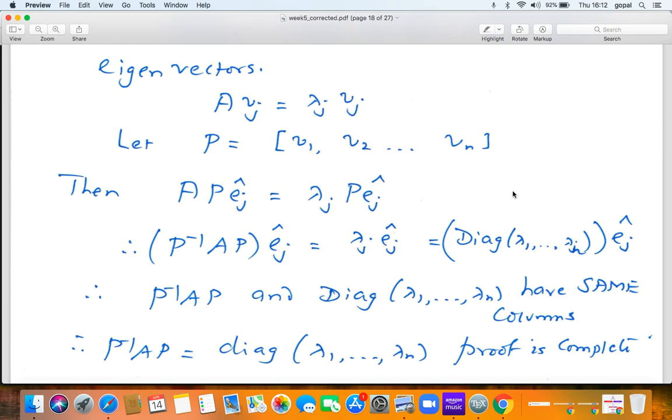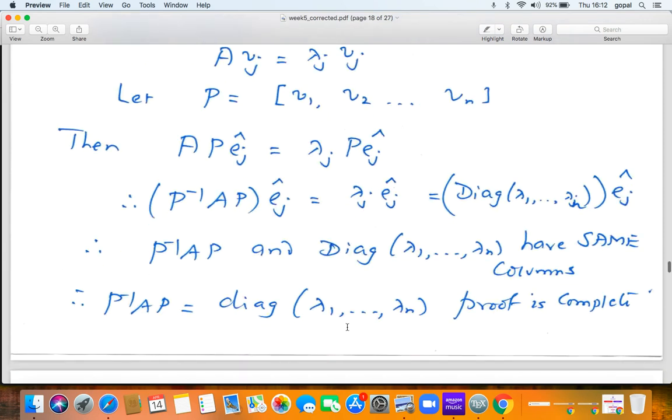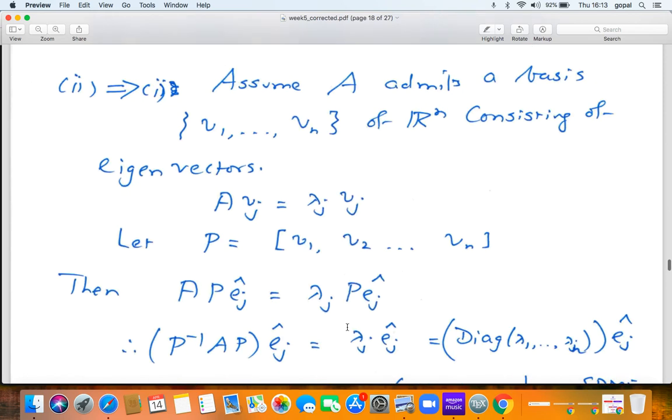So what is the jth column of that? Lambda j Ej. But the jth column of a matrix is that matrix times Ej cap. So we have verified that P inverse AP Ej cap is diag Ej cap. That means P inverse AP and diag(lambda 1, lambda 2, ..., lambda n) have the same columns. The jth columns are the same for j equal to 1, 2, 3 up to n. So these two matrices are equal and the job is done. The proof of the theorem has been completed.